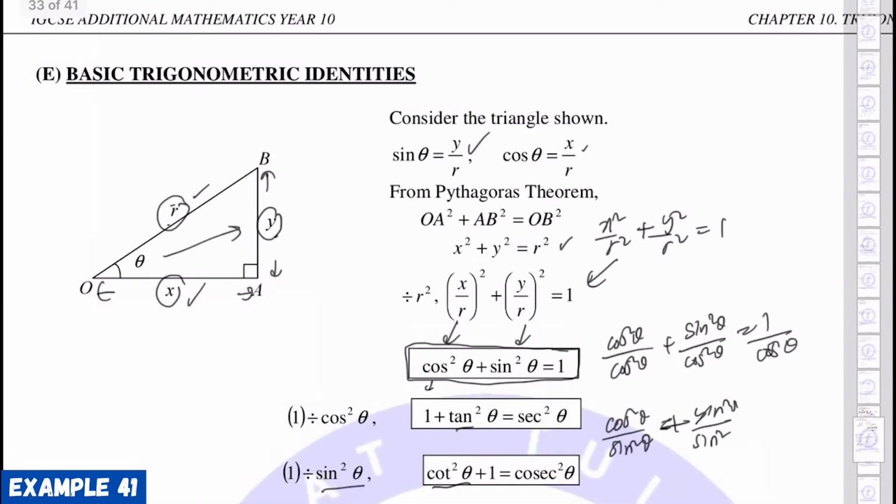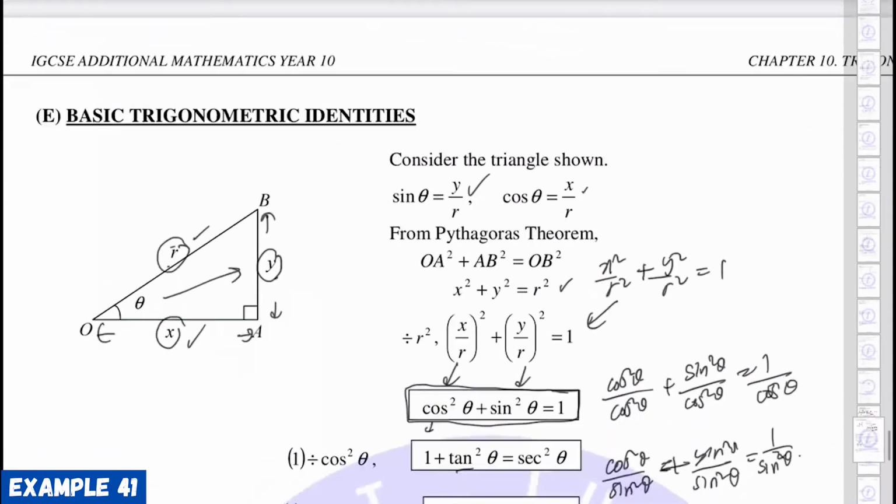Okay, over here. And then lastly, 1 divided by sine square is going to give us cosecant square, which is here. Okay, so here we have 3 new formulas. So how do we remember so many formulas? So there is a method to do that, to remember this formula.